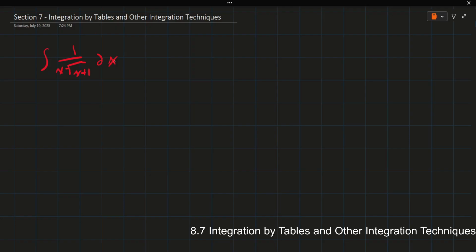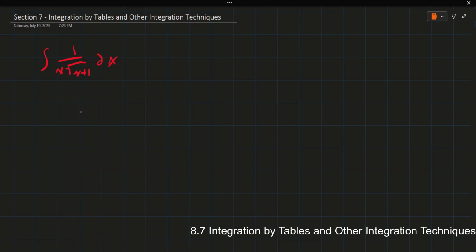It's not any of our inverse trig functions. It's not a trig order one. Partial fractions maybe, if we could complete the square. I don't know. Doesn't look like a great one for anything we've really discussed so far. So let's take a look at how this tables approach works for us.